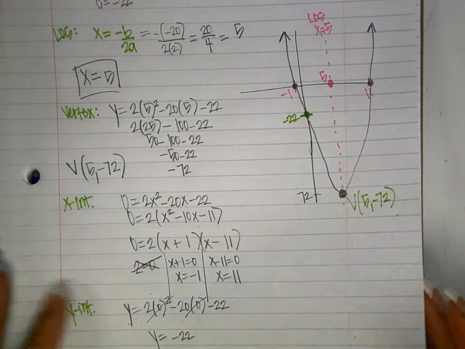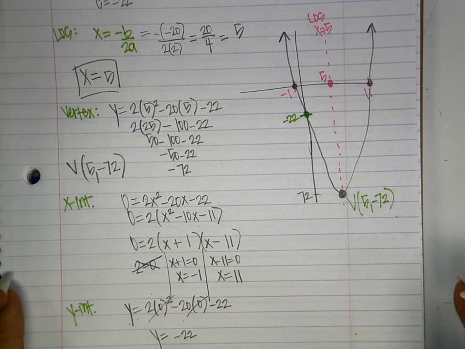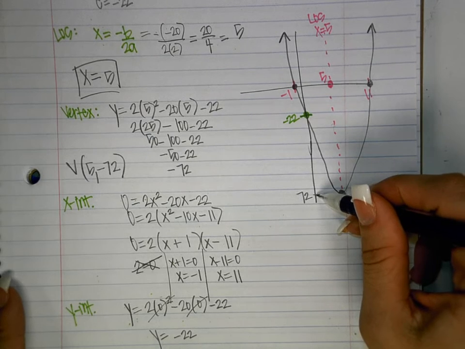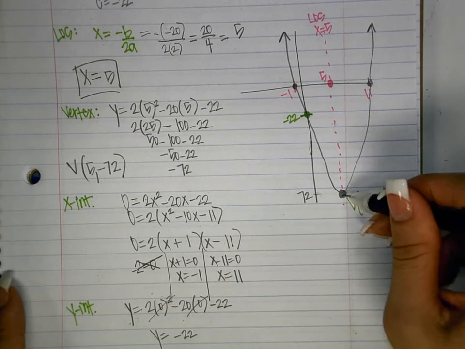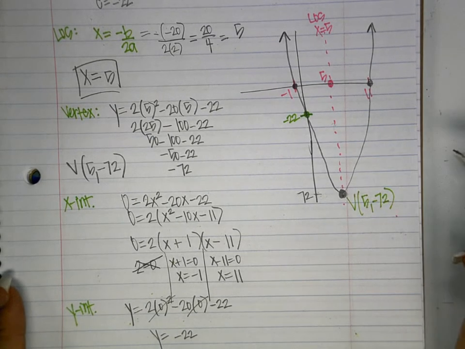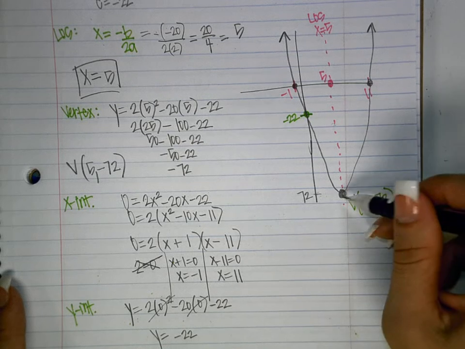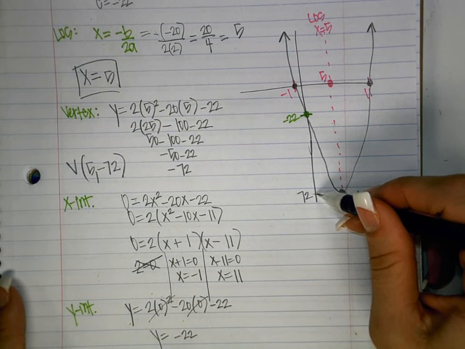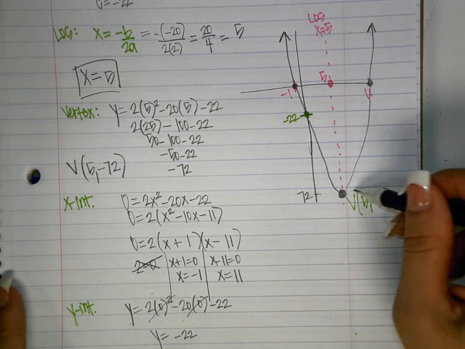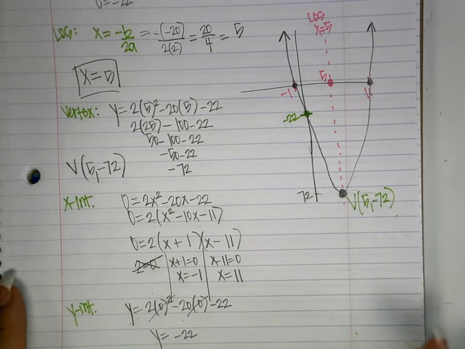Yes? Why is the 72 not on the 7? Why is the dot not on the 7? Why is it not right here? No, because it crosses right here at 5 comma negative 72. So the dot is here. You're not crossing over here. I'm just labeling that this is negative 72 way down there. Okay. One last one.